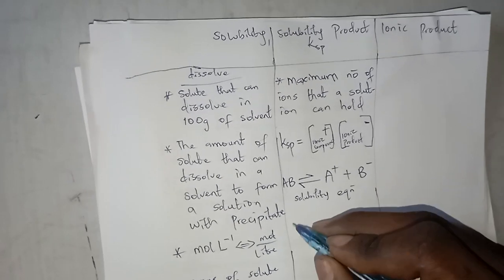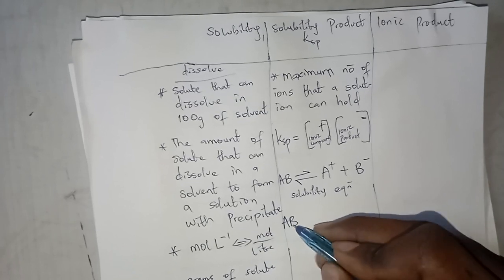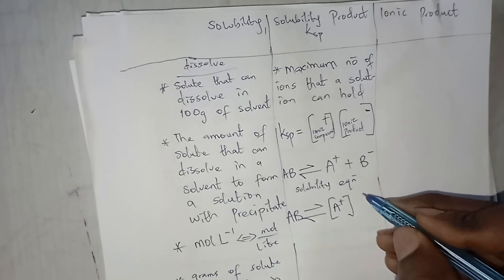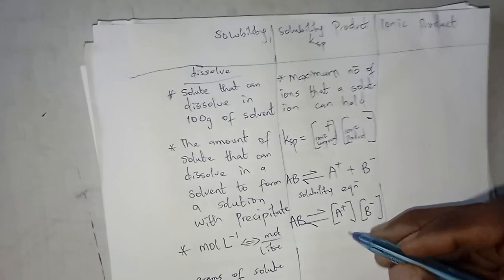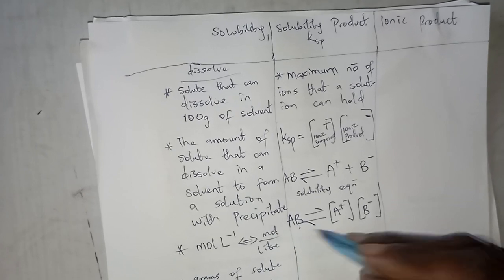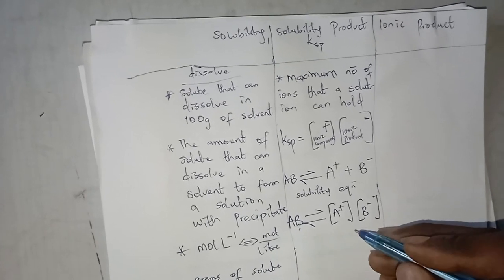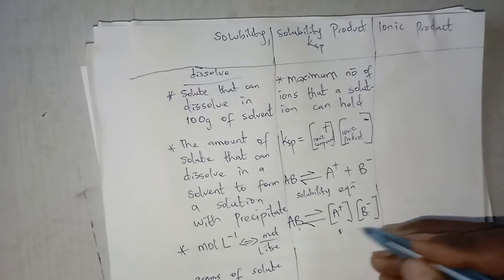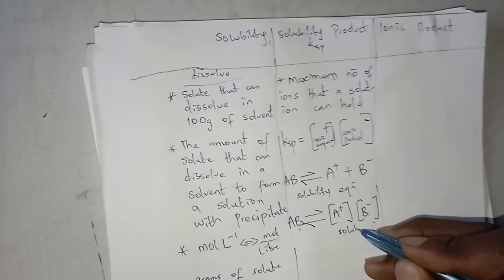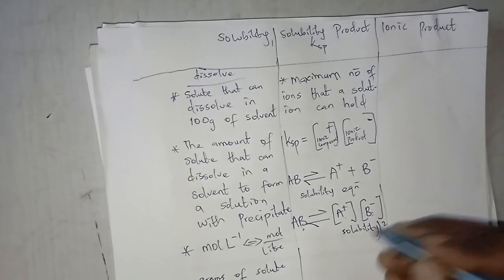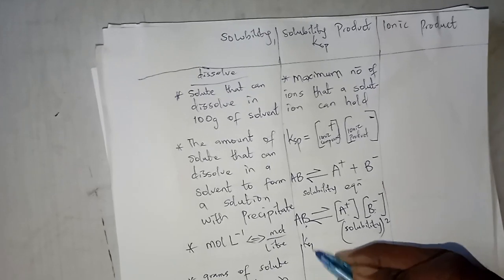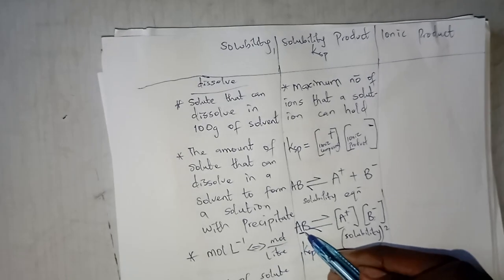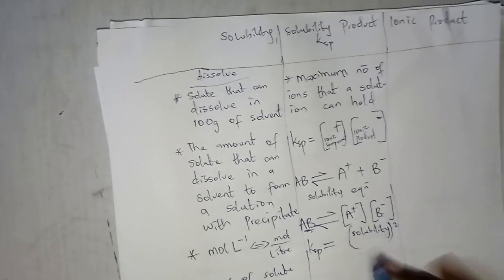Now the KSP equation will simply be such that A plus comes here, then B minus comes here. If I'm to find the KSP, it will simply be by multiplying these two. So let's say this is the solubility and this is the solubility. When I do solubility squared, I will get my KSP, because at this point the solution is going to be saturated. As I progress, I will show you what I mean.